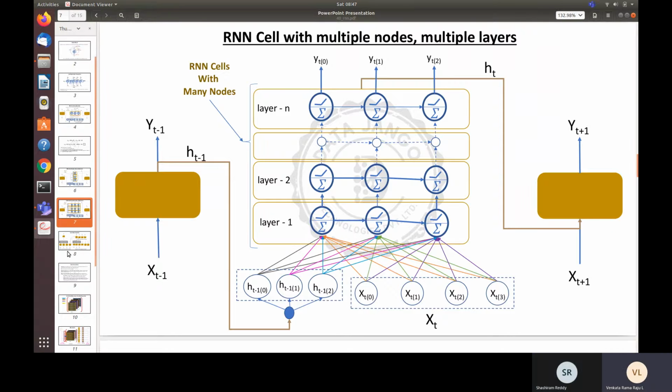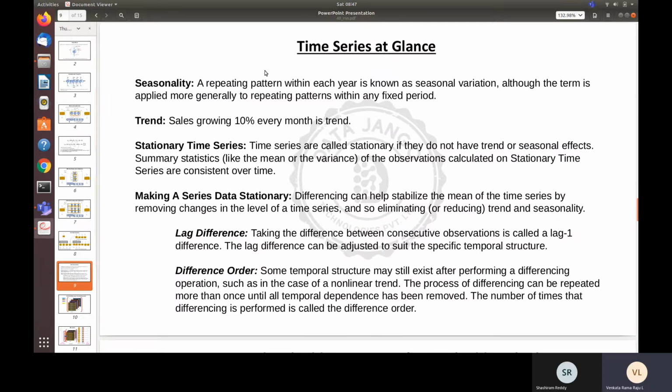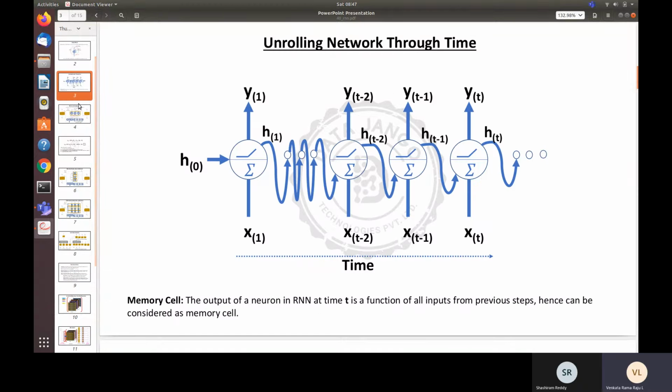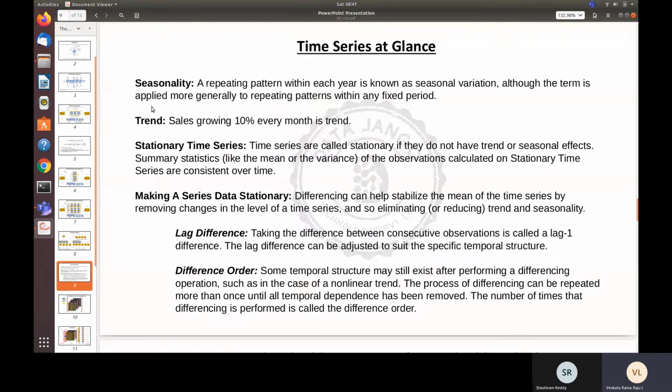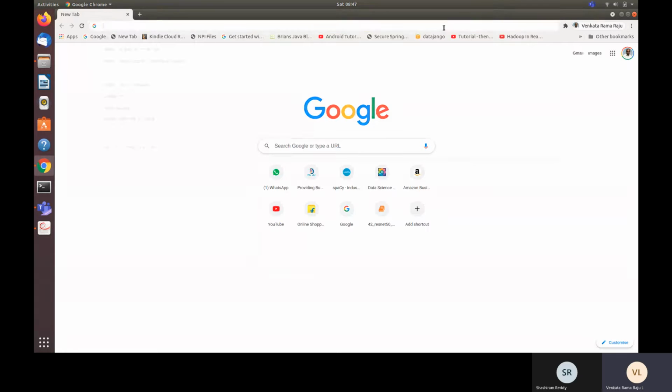That's okay. So we can solve time series problems, the one we solved here, right? The stock market prediction is a time series problem. There are concepts like seasonality, trend, and stationary time series. So when there is a, let me open that.